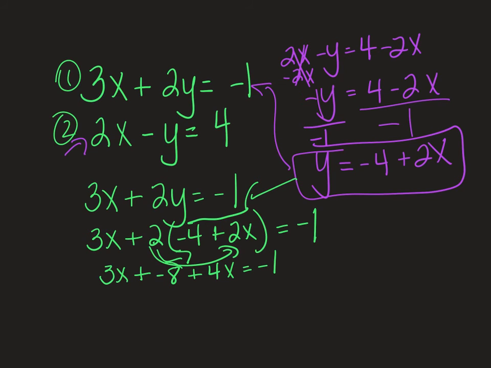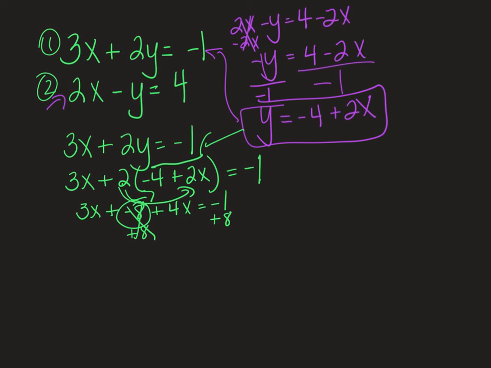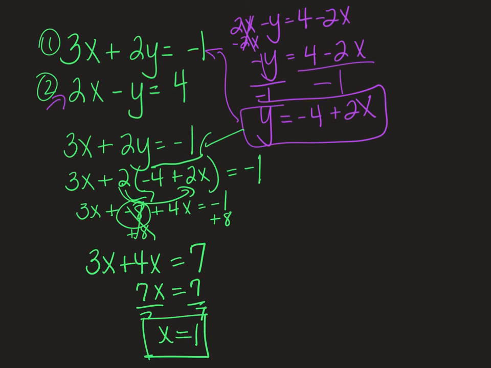Now, I want to move this to the other side through its inverse operation, which is a positive 8. That's going to cancel. So now I'm going to have 3x plus 4x equals a negative 1 plus a positive 8, which would be 7. 3x plus 4x is 7x equals 7. Divide both sides by 7. X equals 1. We have our definitive value of x. Now we're going to substitute x into either equation, and we're going to solve for y.